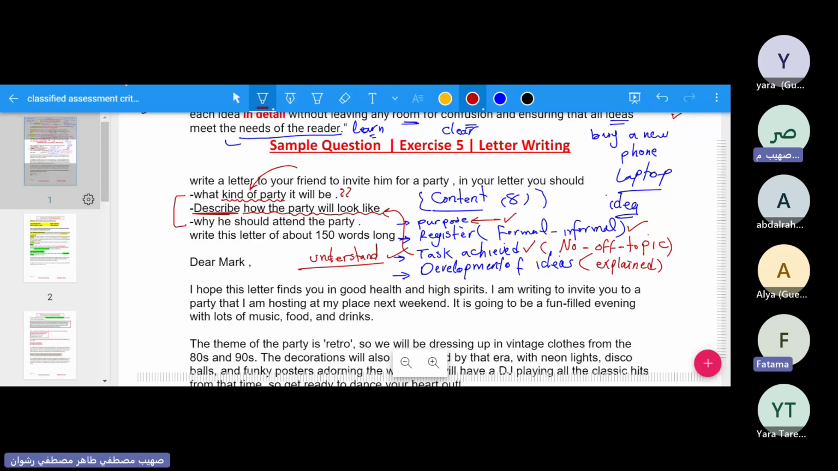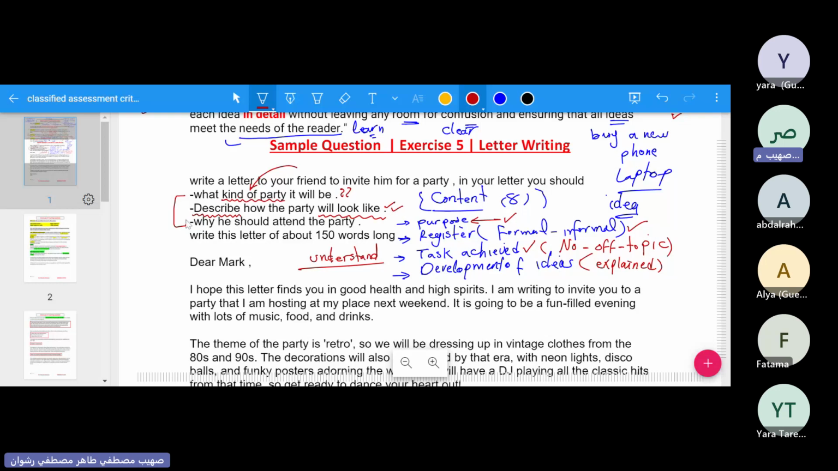In point number 2 here, if I wrote about what happened in the party, did I achieve the task? No. Why? Because the second point asked you to describe how the party will look like. It means this paragraph will be a descriptive paragraph. If you narrated events like we met the best singer or our pop singer ever, and it was a thrilling or interesting party when we started to play the DJ. Is this a description of how the party will look like? No, because it's not a description. I'm telling events. So in this point, I didn't achieve the task.